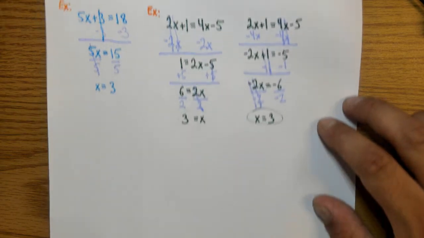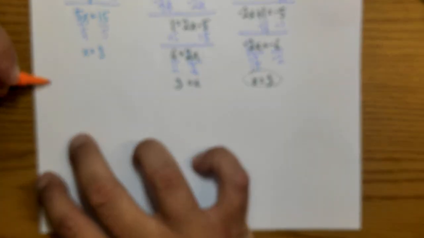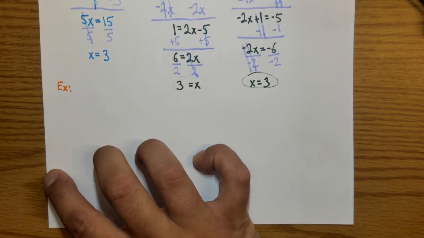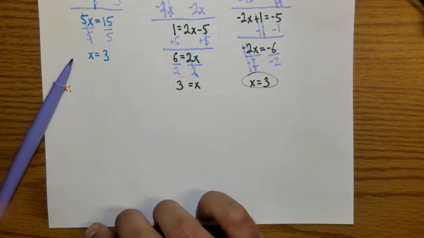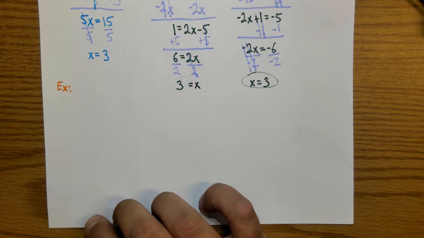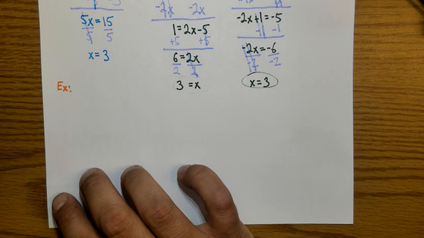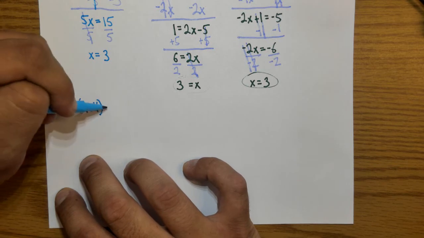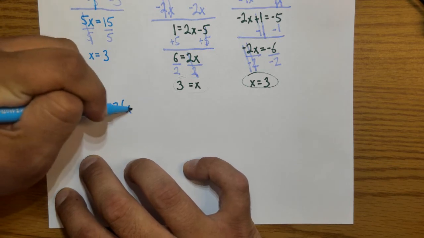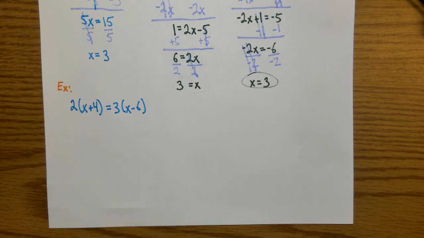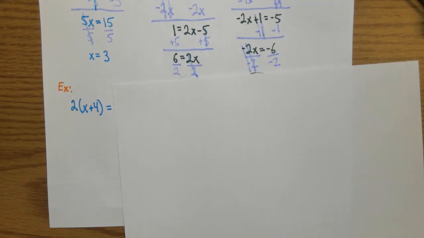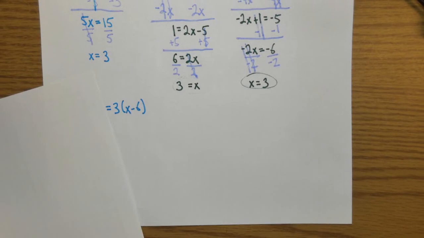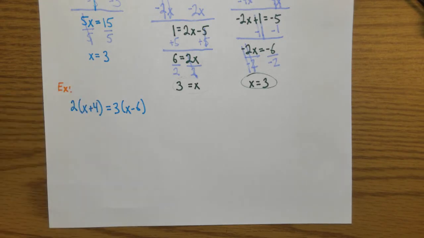Okay, let's do one more example here. And this one will require step 1, where we will have to simplify first before we can do anything else. Okay, let's say we have something like 2 times (x plus 4) equals 3 times (x minus 6). If you isolate the sides, just look at the left side, this looks exactly like something we did yesterday. So don't look at the bigger picture and get stressed out, okay? Just take it one step at a time.